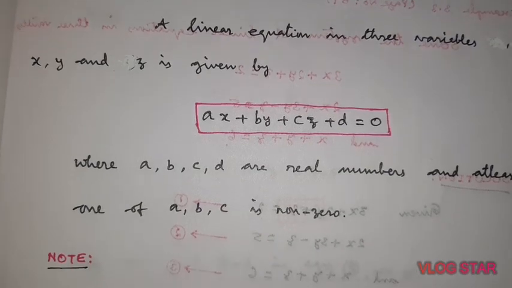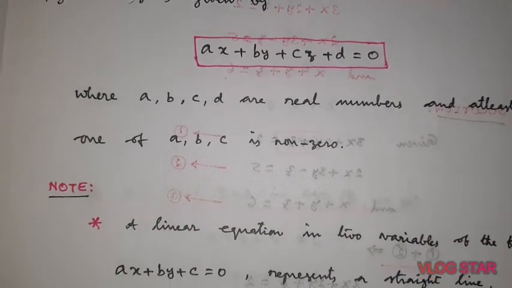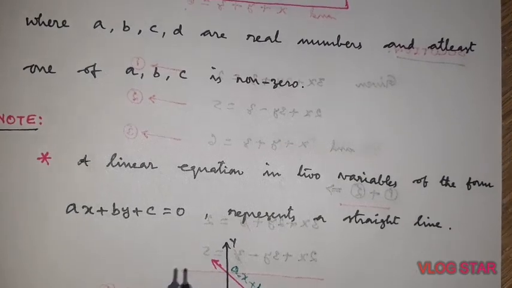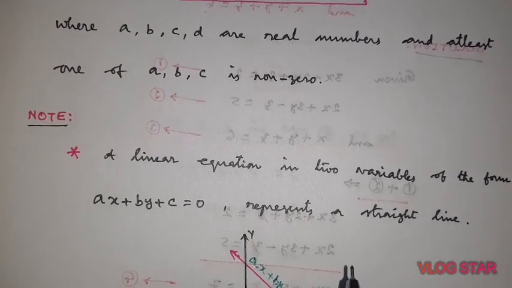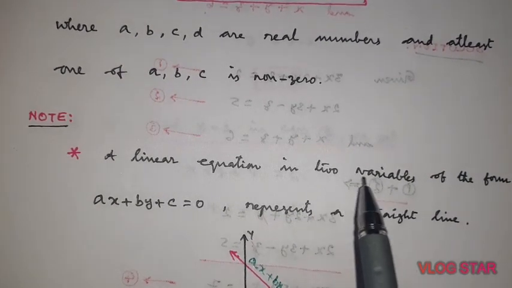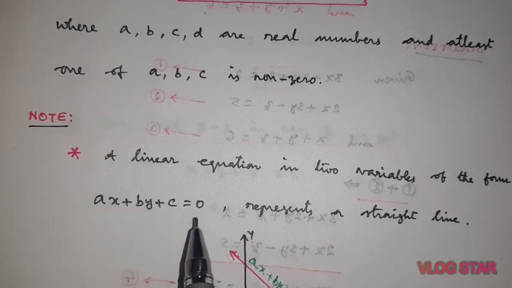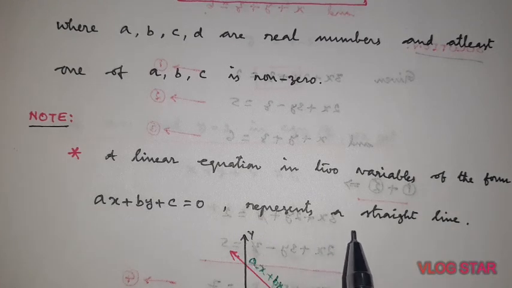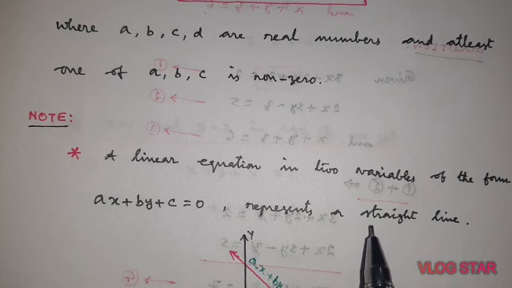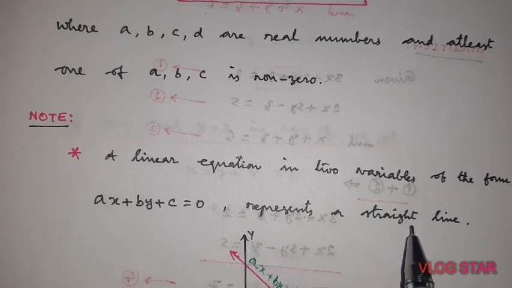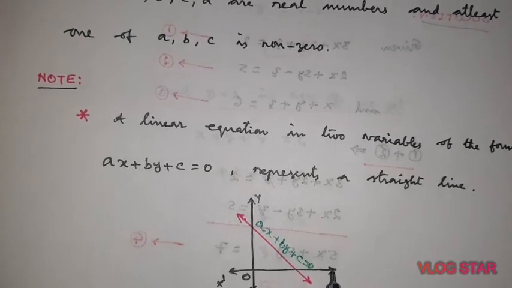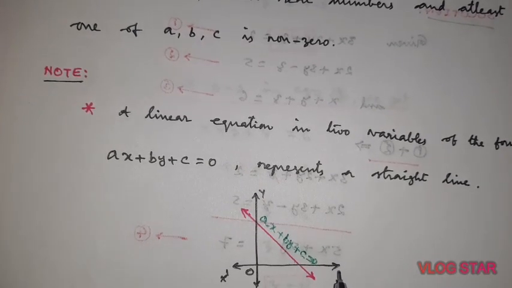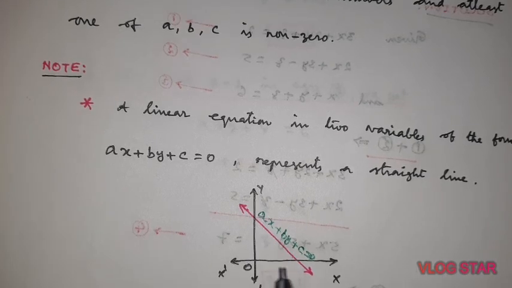Note: a linear equation in two variables. Already we saw this. A linear equation in two variables of the form ax plus by plus c is equal to 0 represents a straight line. If there are two variables, then it represents a straight line. It is clearly mentioned in the figure, that is the x-axis and y-axis, that is the xy plane. So this is a straight line, ax plus by plus c is equal to 0.